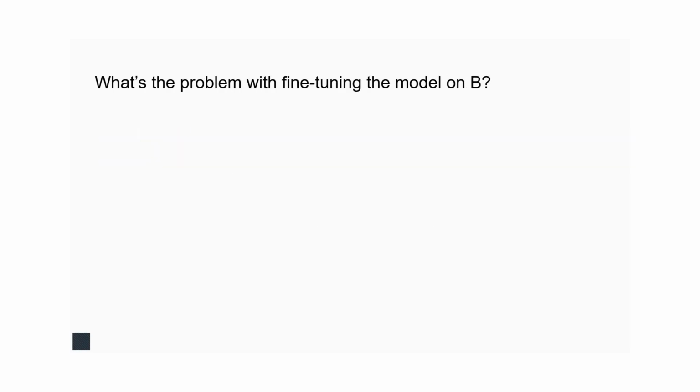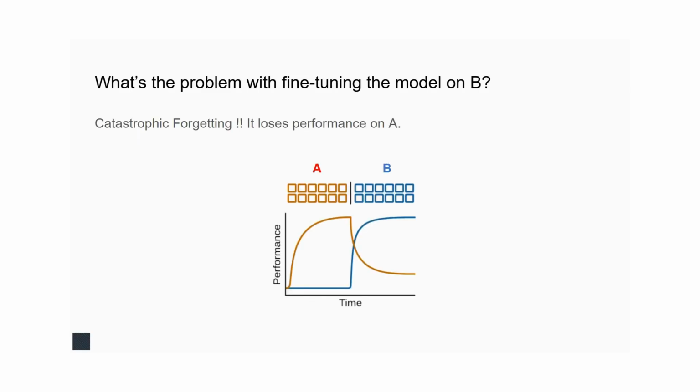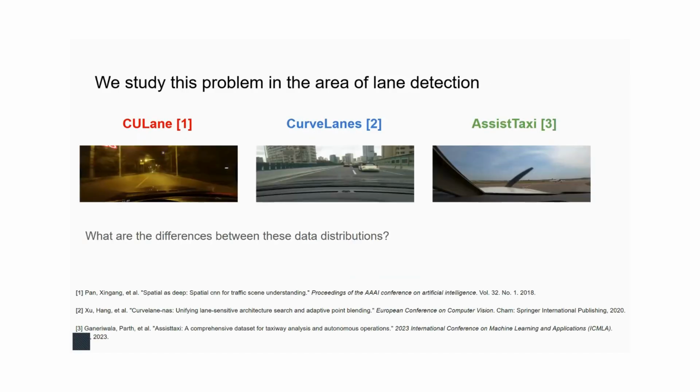Now, what's the problem with naively going ahead and fine-tuning the model on B? Well, we observe that the model faces catastrophic forgetting, meaning it loses performance on the prior learned data. We study this problem especially in the area of lane detection, where there are different datasets called CULane and CurveLanes. These are car lane datasets captured in different environments and settings. And also we have the SS Taxi dataset, which consists of taxiways and runway line markings.